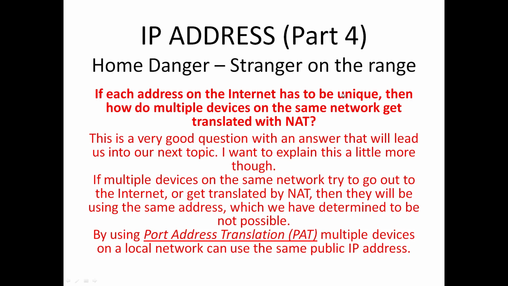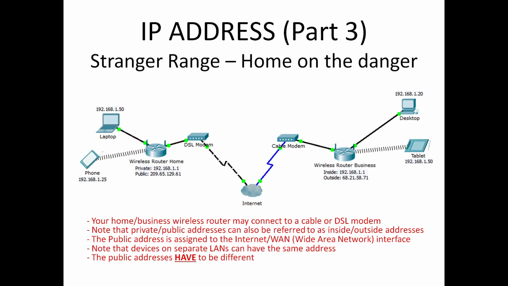So if each device has to be unique, then how do you have multiple devices on the same network get translated with NAT? This is a good question. I'm going to go back to the diagram here for a quick second. I have two devices going through this router that need to be translated with NAT, but they're both going to be translated into this public address. So how can two devices have the same public address? It doesn't work, like I just explained.